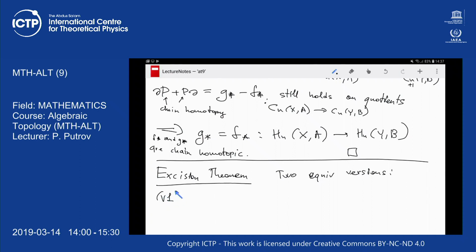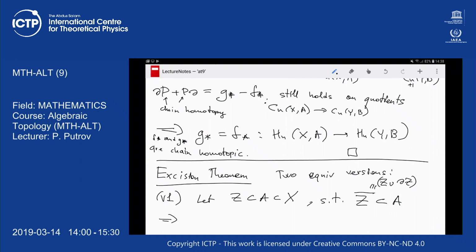So formulation 1 is the following. Let Z be a subspace in A, which is a subspace in X, such that there is an additional condition that the closure of Z, to remind you, the closure can be understood as Z together with its boundary, including all boundary points not already there, is inside A.